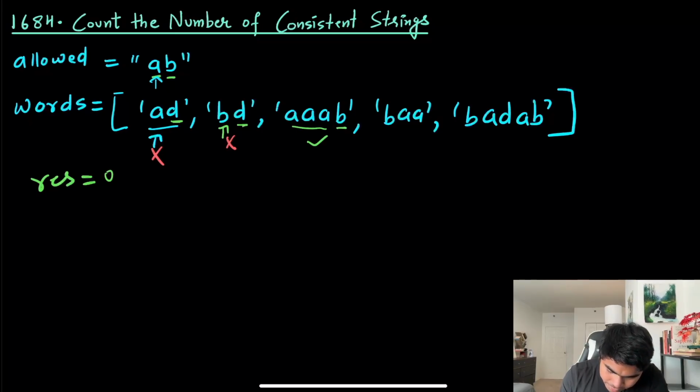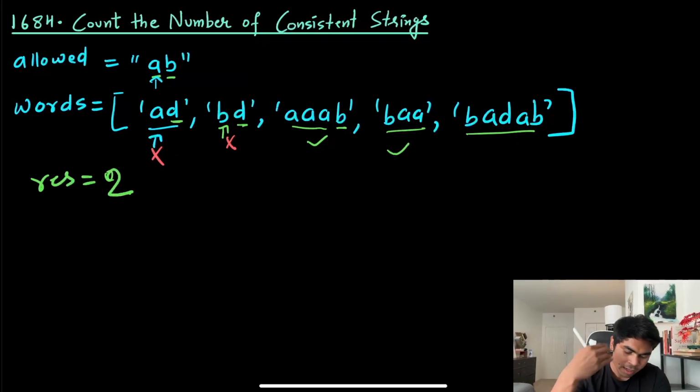How about BAA? Yes, B and A both are present in your allowed. So now my result is actually 2, because I found 2 words that have all of their characters appearing in the allowed characters. Now here B is present, A is present, but D is not present, that is why no.